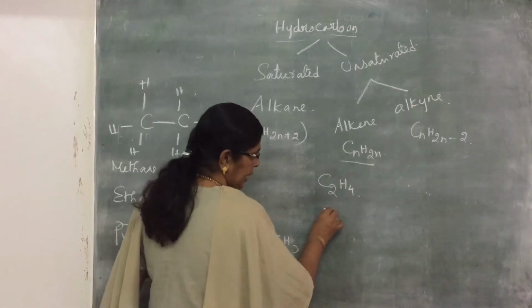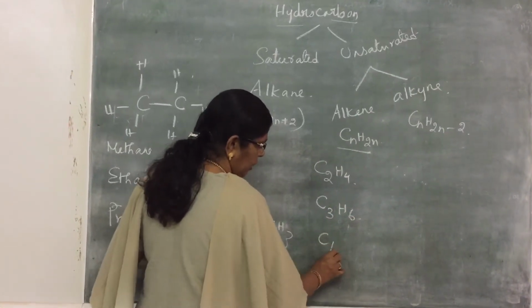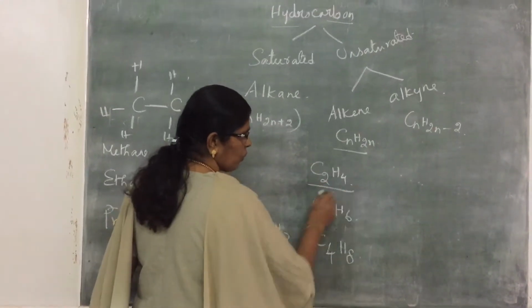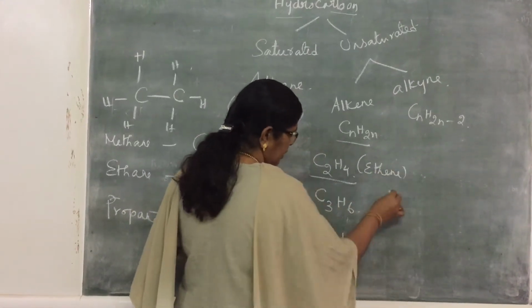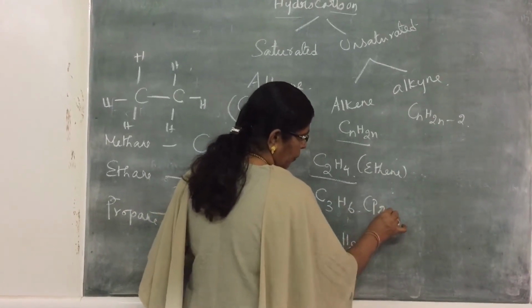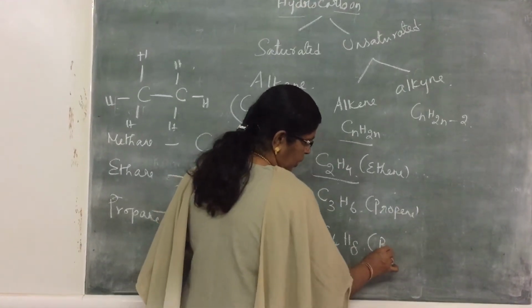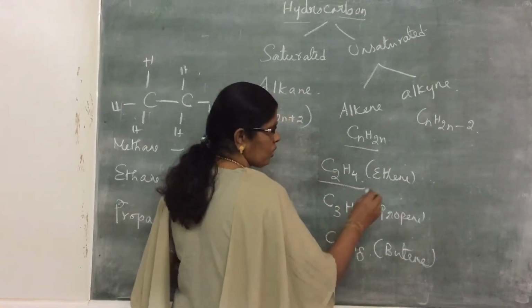And for unsaturated hydrocarbons, the first member of this family is C2H4, the second member is C3H6 and the third is C4H8. How do you draw the structure for C2H4? C2H4 is ethene. C3H6 is propene. And C4H8 is butene.